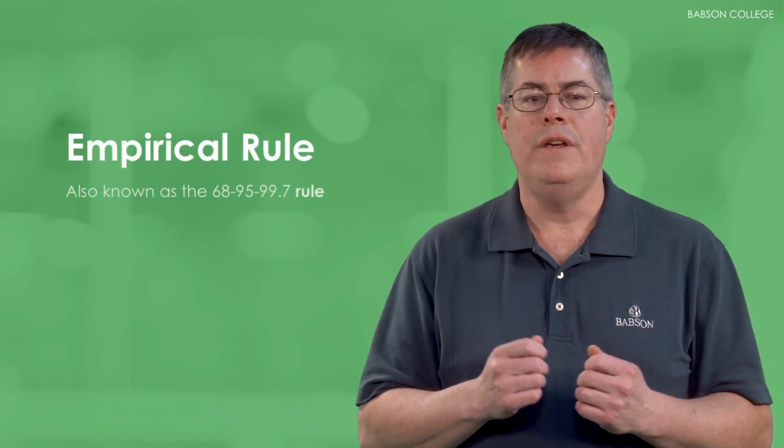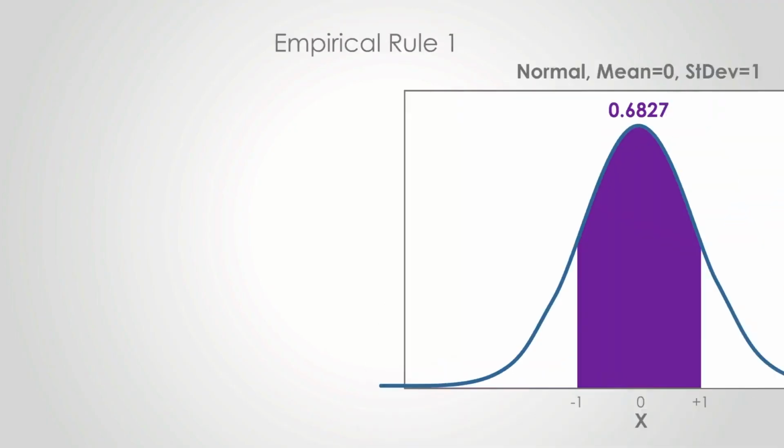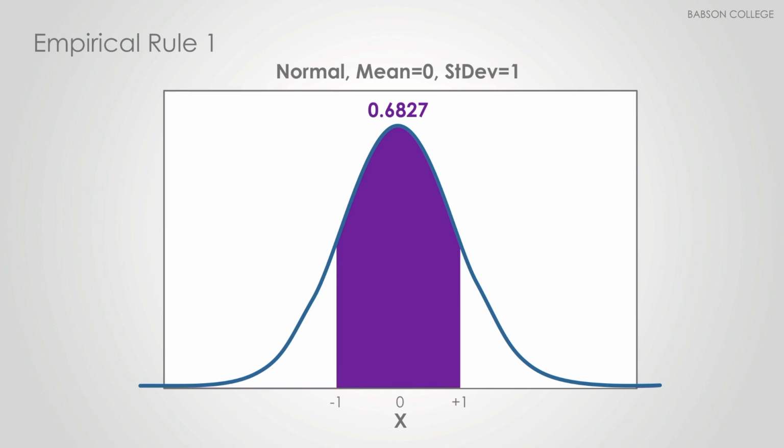My most important first takeaway for anyone learning about the normal distribution is to learn the empirical rule. There are 3 parts to this rule. First, a little more than 2/3 or 68.27% of all of the data points in a normal distribution fall between plus and minus 1 standard deviation from the mean.